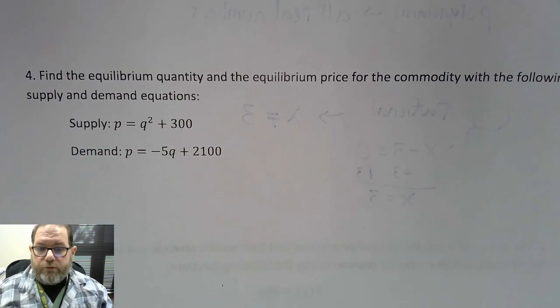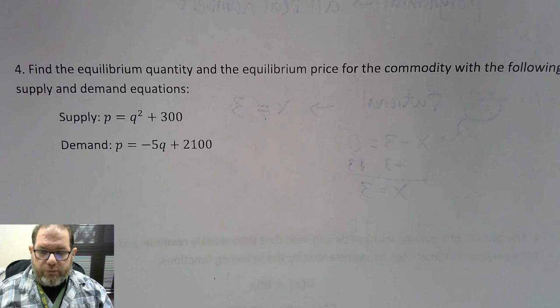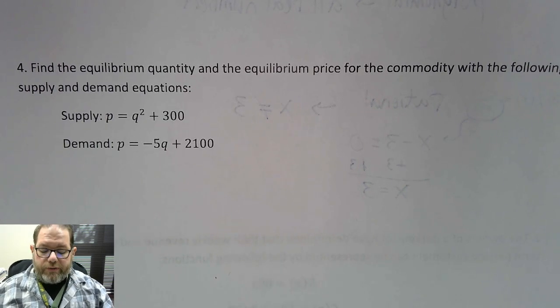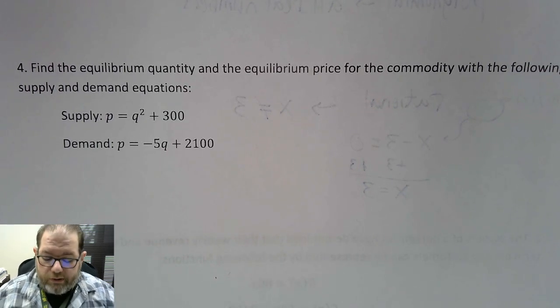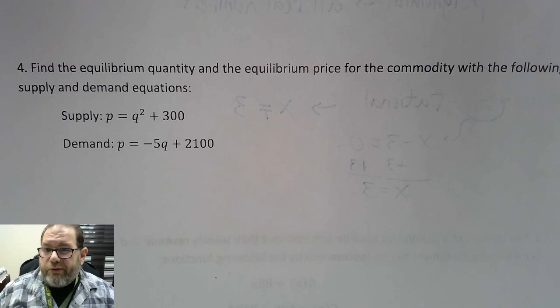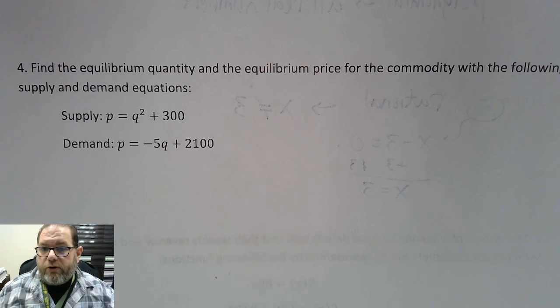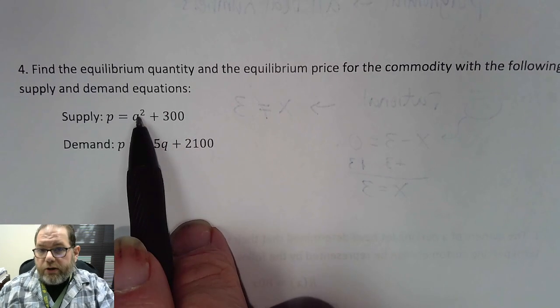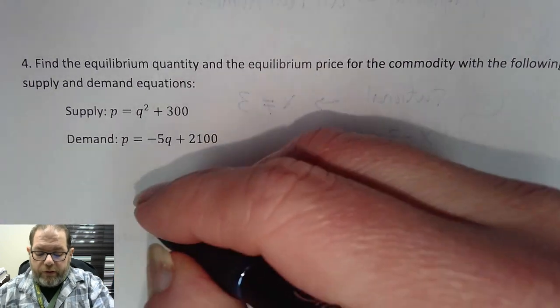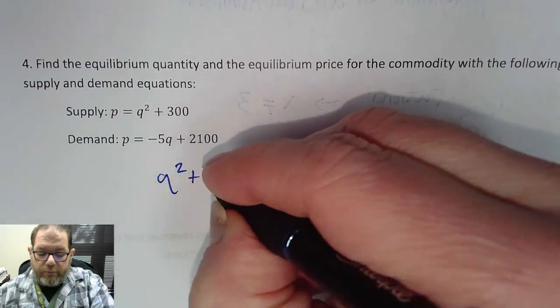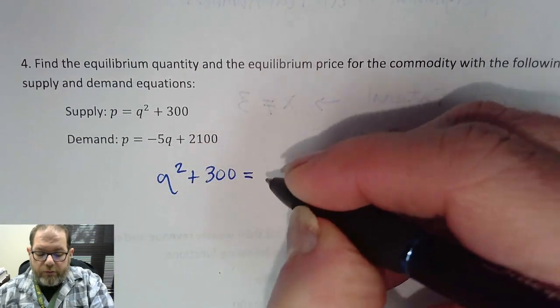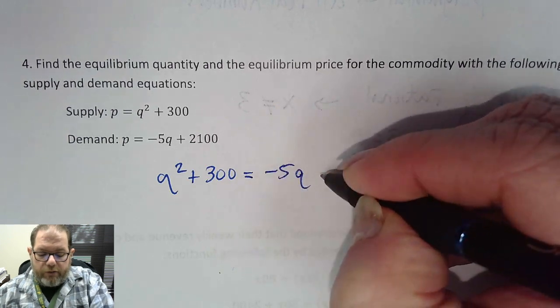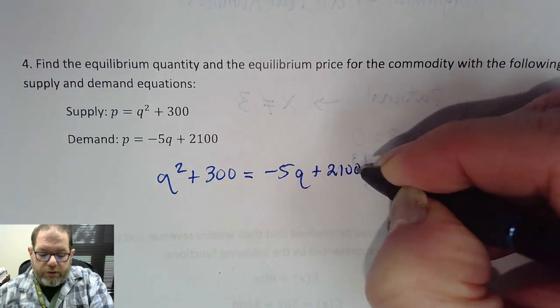Okay, find the equilibrium quantity and price for a commodity with these supply and demand equations. It's similar to a break-even, because if we want equilibrium, that means we want where the two equations are equal to each other. So it's a similar process. We set them equal to each other, but unlike our break-even formula from problem 2, this one has a square on it, so it's going to be quadratic. Now, q squared plus 300 equals negative 5q plus 2100.